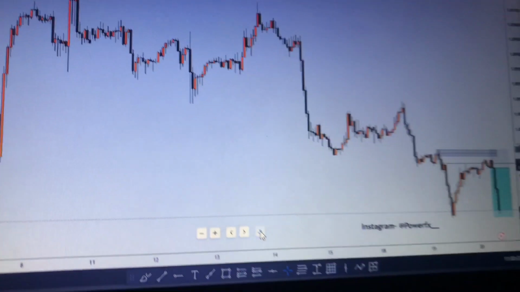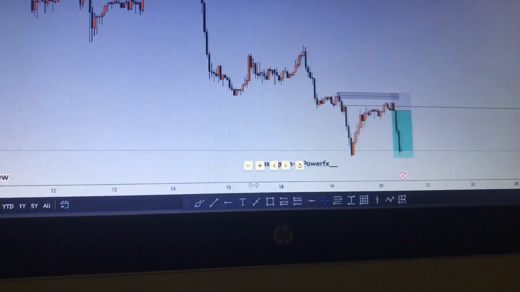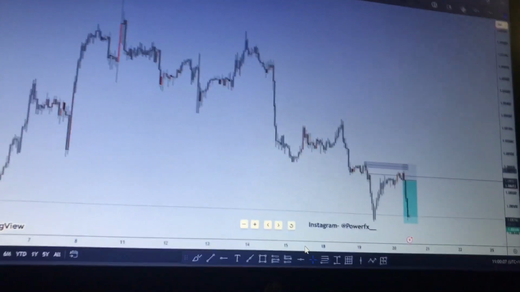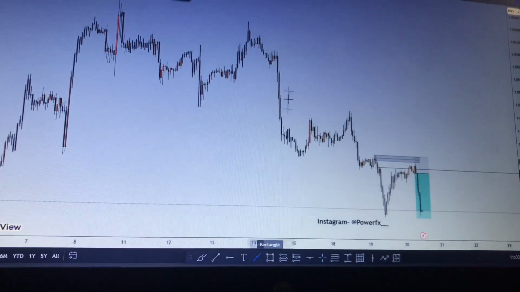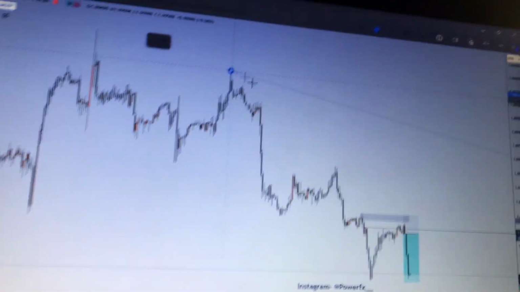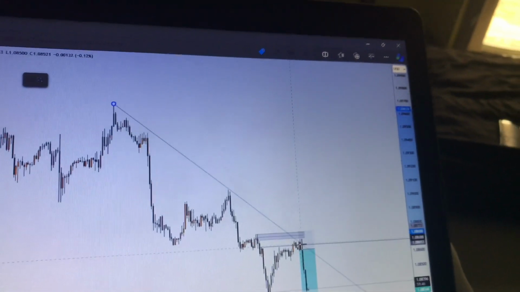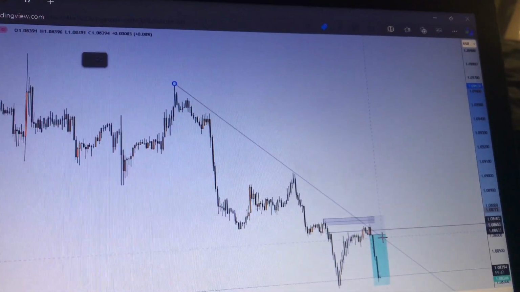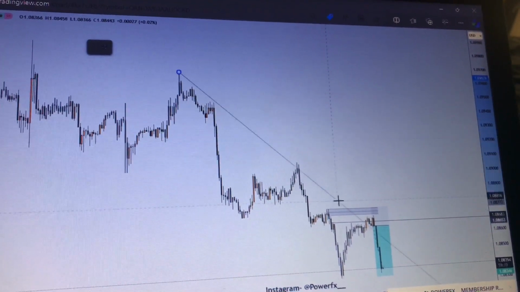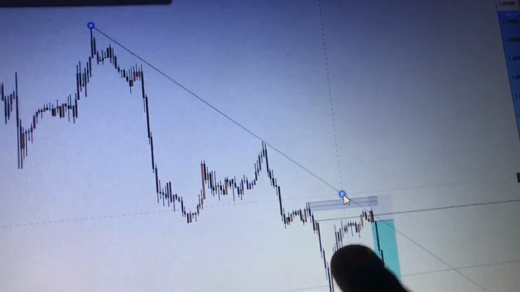So when I went to the 1 hour time frame, let me show you guys, this was exactly what I saw. I used the retail concept to look for possible entries. I drew my trend line all the way. You guys can see the first touch, second touch, and the third touch.